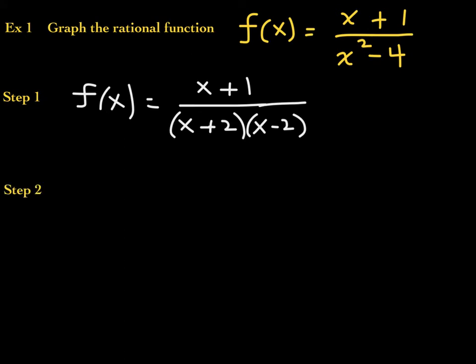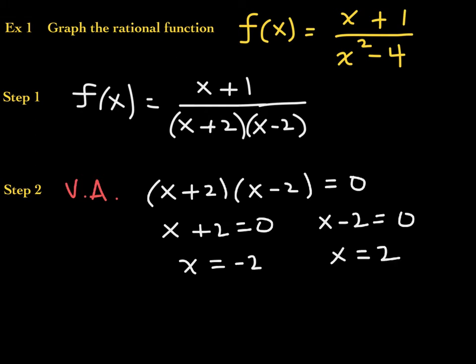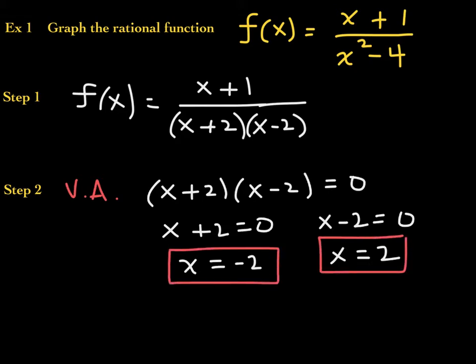Next, I will determine what the vertical asymptotes are. The way I find my vertical asymptotes is by taking the factored form of my denominator, setting it equal to 0 and solving. So you should be able to see that your two vertical asymptotes are x equal to positive 2 and x equal to negative 2. Remember, these are two vertical lines that your graph will get infinitely close to.